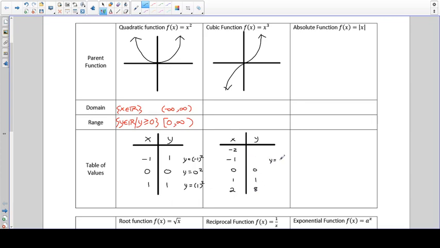And when you have y equals (-1) to the power of 3, make sure it's in brackets, this is going to give you -1. y equals (-2) to the power of 3, in brackets, of course, this is going to give you -8. So you can see that at (0, 0), right over here. (1, 1) is roughly around here, right? (-1, -1) is roughly around here, and (2, 8) is roughly here, and (-2, -8) is over here.